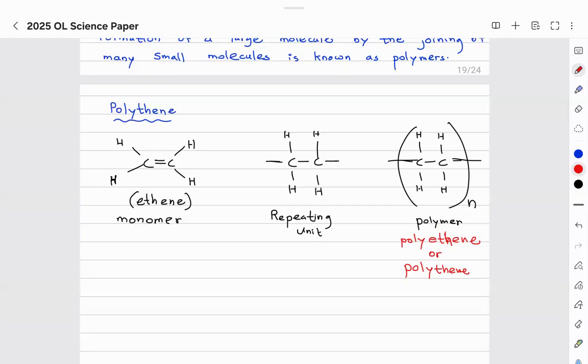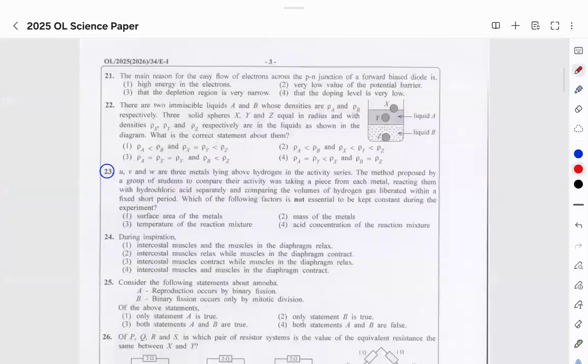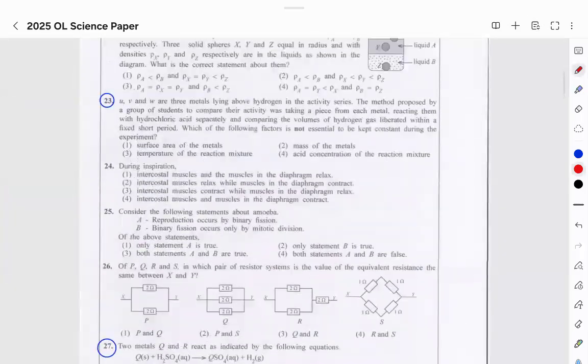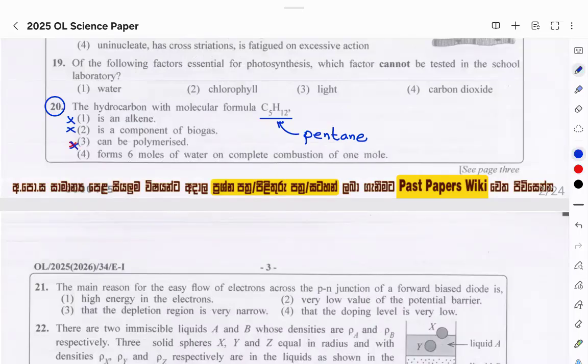Right, good. Then let's move to the question. These C5H12 compounds are alkanes. Alkanes do not undergo polymerization. So 'can be polymerized' is wrong. Next: forms 6 moles of water on complete combustion of 1 mole.